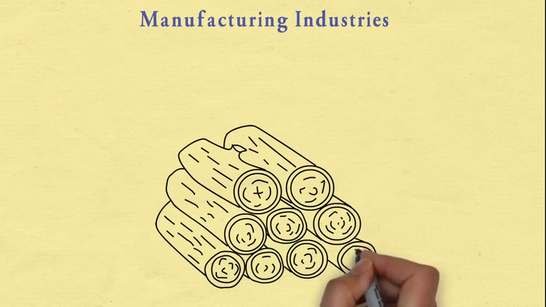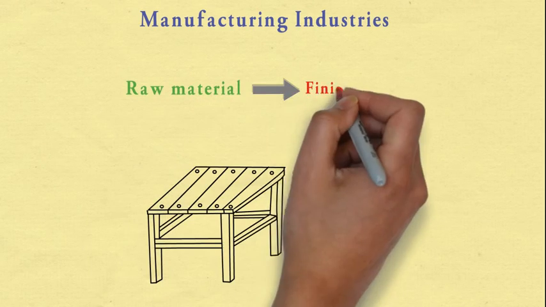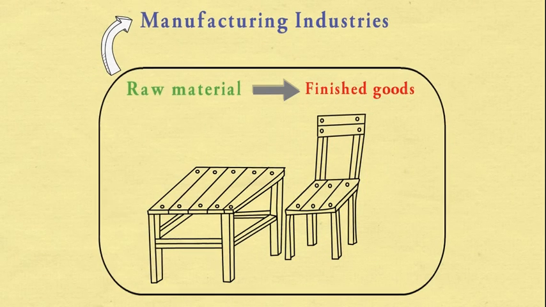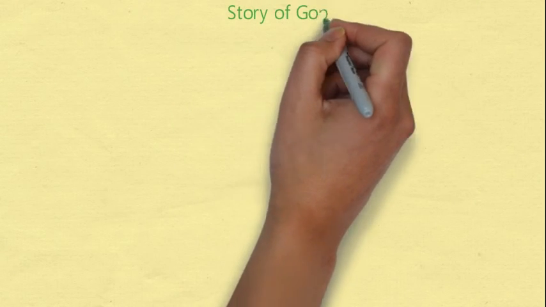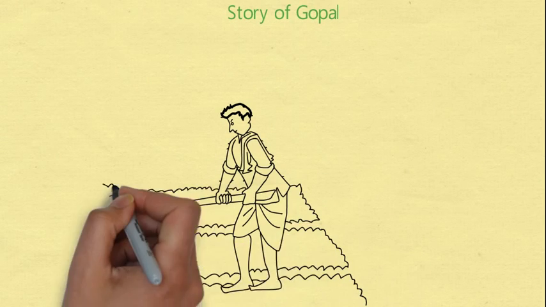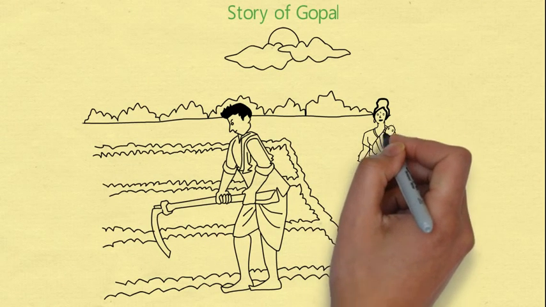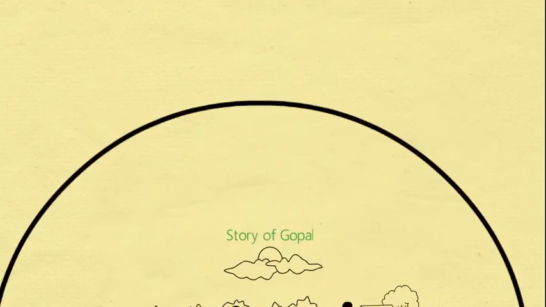Production of goods in large quantities after processing from raw materials to more valuable products is called manufacturing. To understand the significance of manufacturing, let us take an example. Gopal is a farmer who earns his living by growing cotton on his farm, which he sells to local traders. With growing family demands and economic needs, he wants to advance his business by processing cotton into clothes.